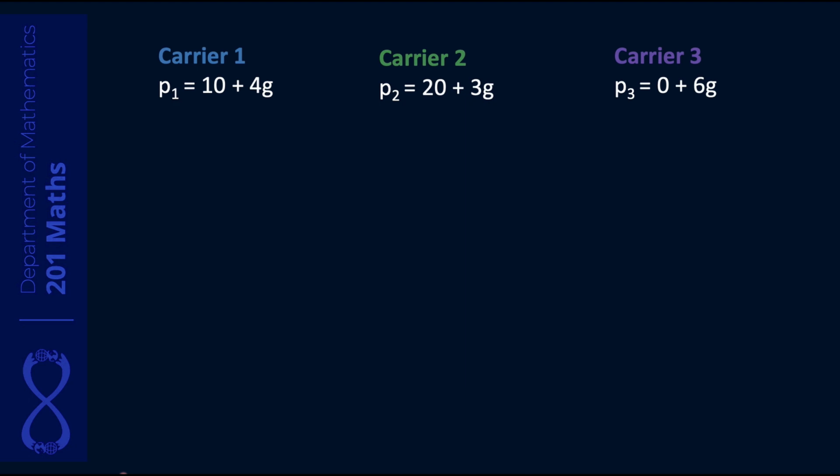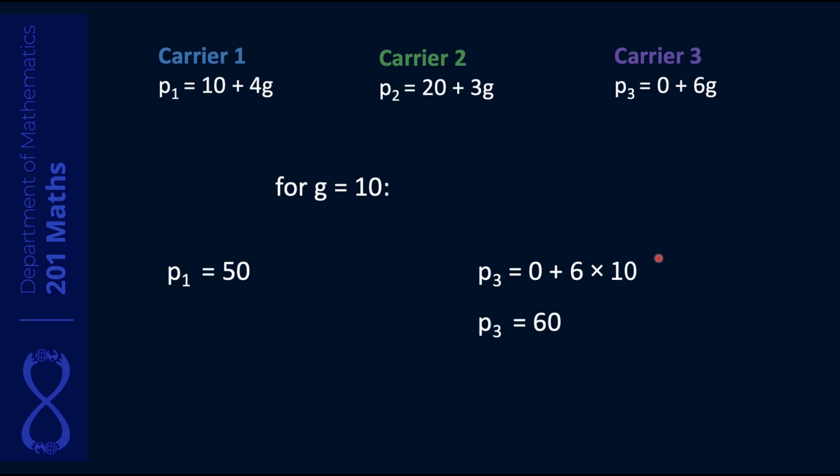They are equal at 5. We can take any value greater than that. Let's go with 10. We already calculated that for carrier 1, and we found $50. Now let's do it for carrier 3. We take this equation here, and instead of g, we use 10. 6 times 10 is 60. We can just ignore the 0. So P3 is 60 at 10 gigabytes, meaning that P1 is smaller than P3.